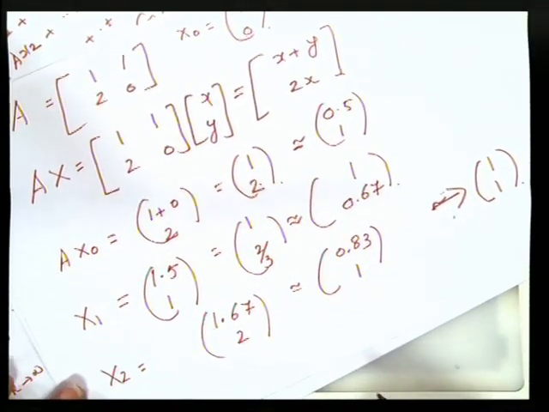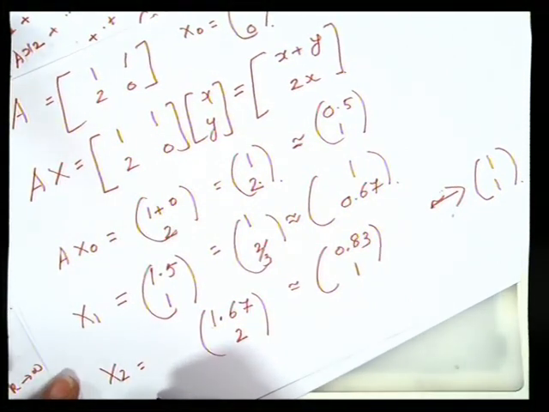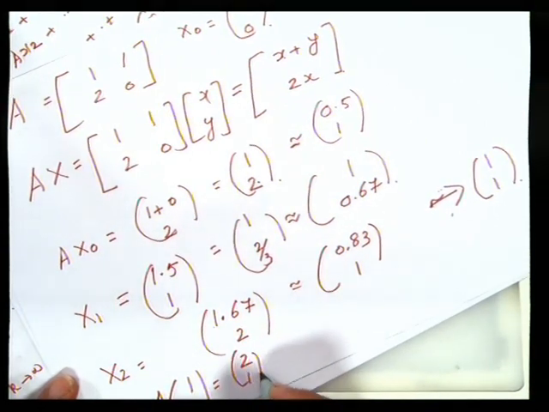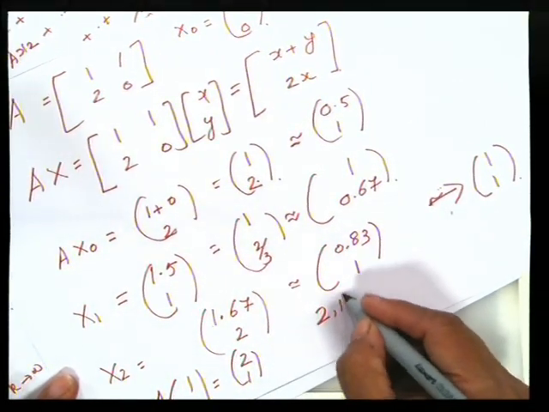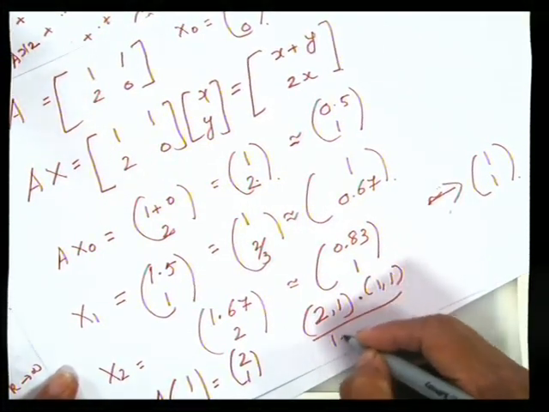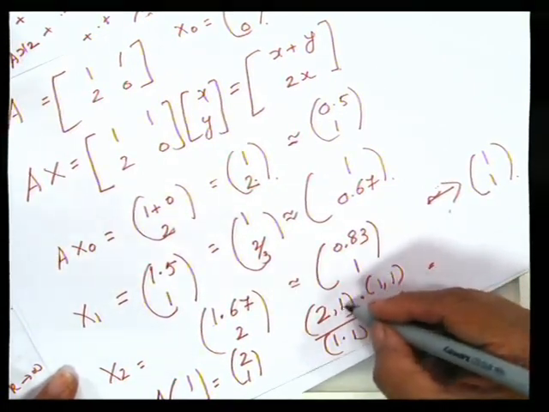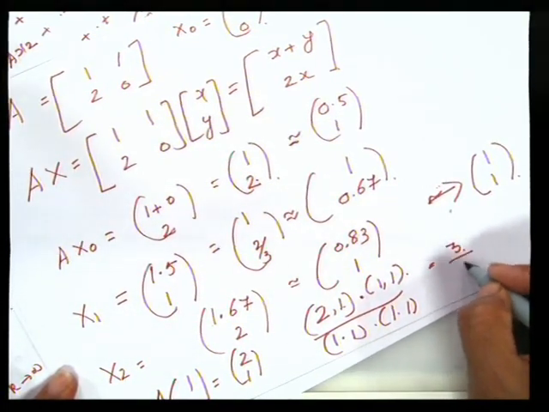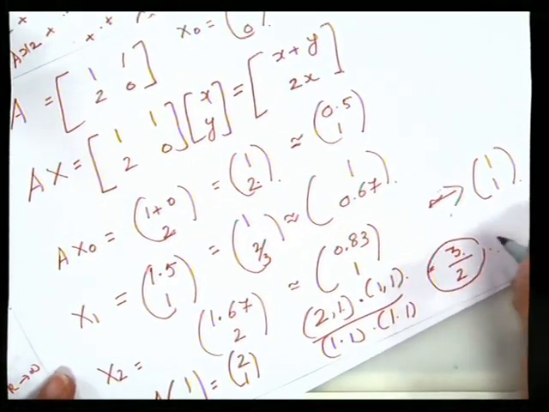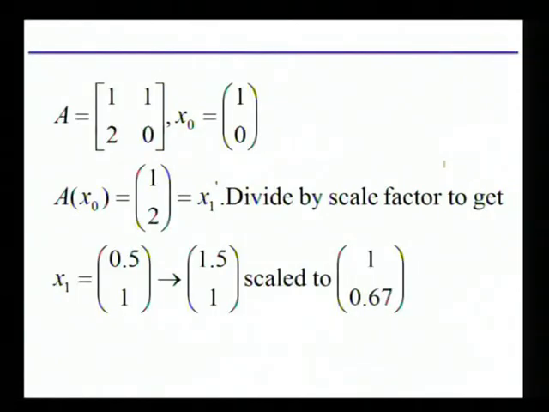What is the corresponding eigenvalue? Let us apply the Rayleigh coefficient method. What is A of 1, 1? It will give you 2, 1. So we need to find 2, 1 dotted with 1, 1, divided by 1, 1 dotted with 1, 1. That will give you 2 into 1 plus 1, that is 3 divided by 2. So this is the required eigenvalue corresponding to the eigenvector 1, 1.